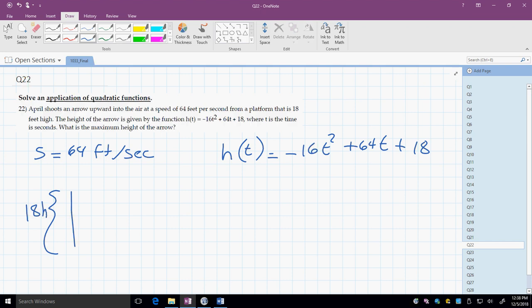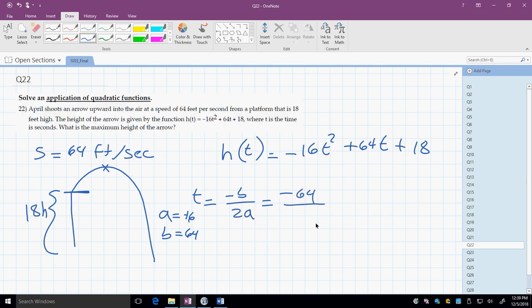What is the maximum height of the arrow? We are here, 18 feet high, and we shoot an arrow. It's going to do something like this, kind of like a parabola. If we're looking for the highest point, that's our vertex. So the vertex formula: A is negative 16, B is 64. The vertex formula is negative B over 2 times A. So negative B is negative 64, and 2 times A, which is negative 16.